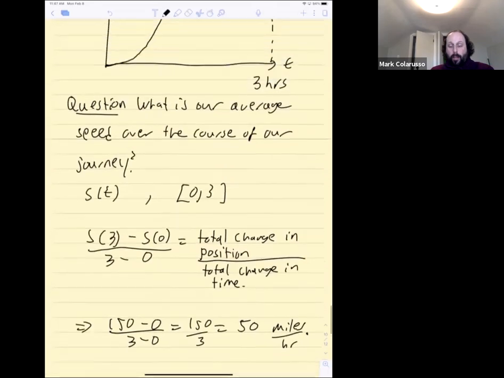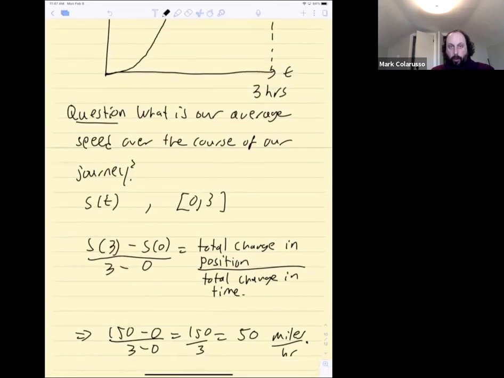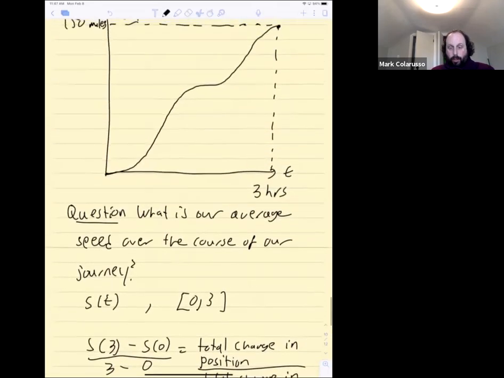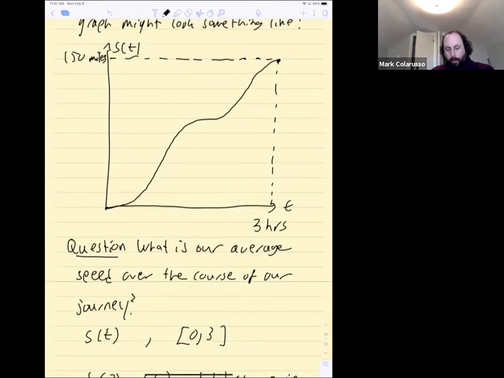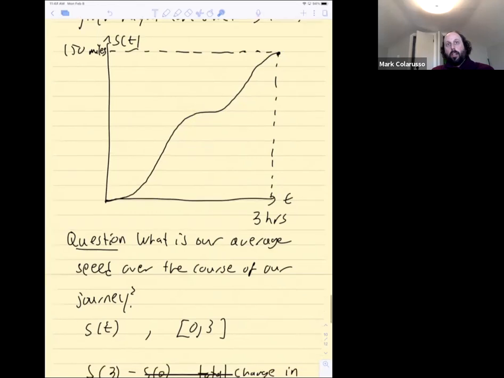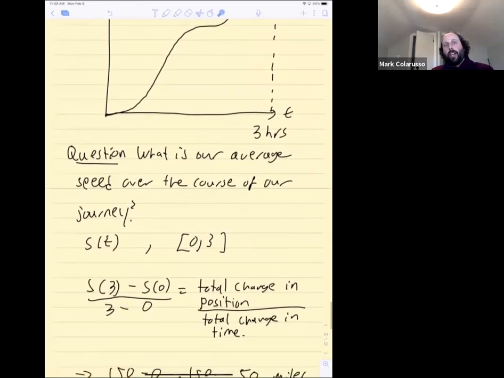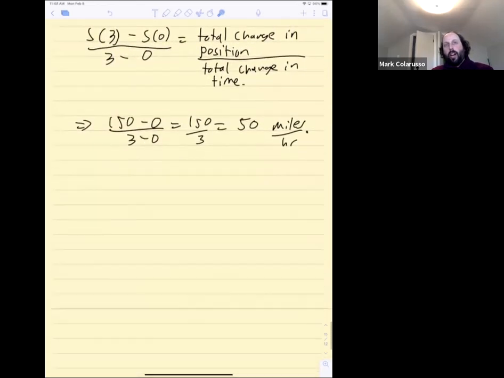Now, you know that you weren't driving 50 miles per hour the whole time, right? Because, like I said, you start off slowly, you sped up, hit some traffic, had to stop, sped back up again, and then got off the road, right? But it just tells you on average how fast you were going in those 3 hours. So that's what it means.